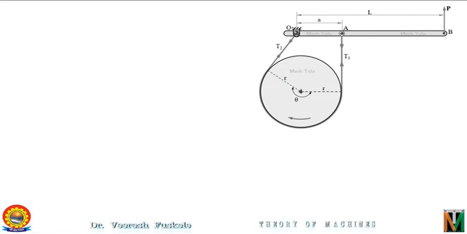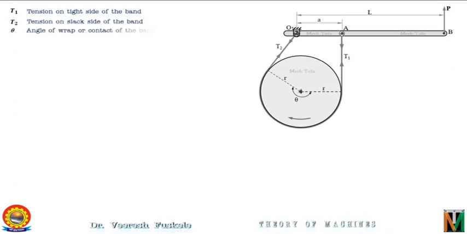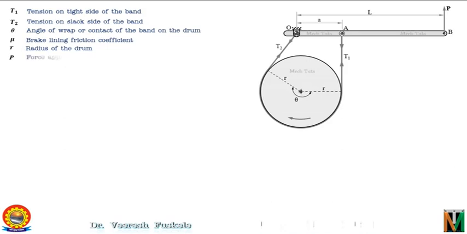Now let us try to find out the force P, that is, let us derive the equation of P to be applied at the end of the lever for clockwise and counterclockwise rotation of the drum. T1 is the tension on the tight side, T2 is the tension on the slack side, theta is the angle of wrap or contact of the band on the drum, mu is the brake lining friction coefficient, R is the radius of the drum, and P is the force applied at the end of the lever.